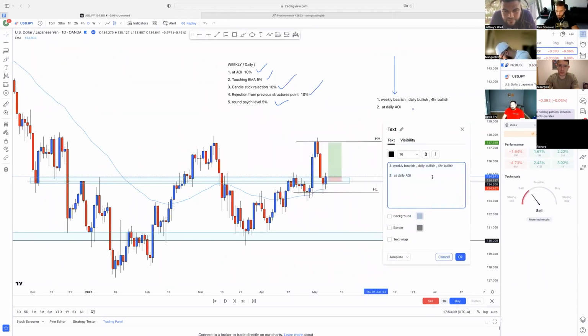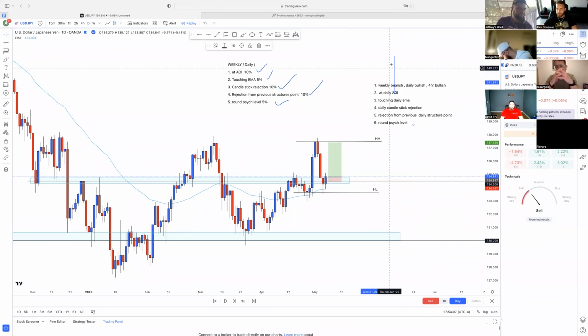So we come here, we add it, 3, we have touching EMA, daily EMA. You guys got to make sure you add the time. We have daily candlestick rejection. We got rejection from previous daily structure points. Don't mind my spelling. Rejection previous daily structure point, and then we have round psych level. You guys are seeing how beautiful this is looking so far, right?